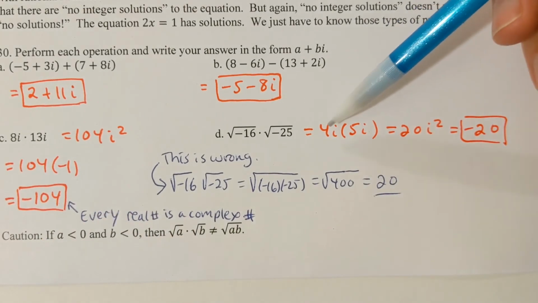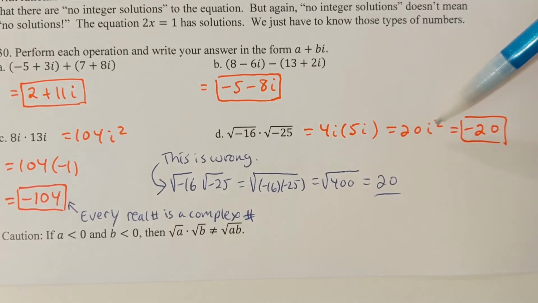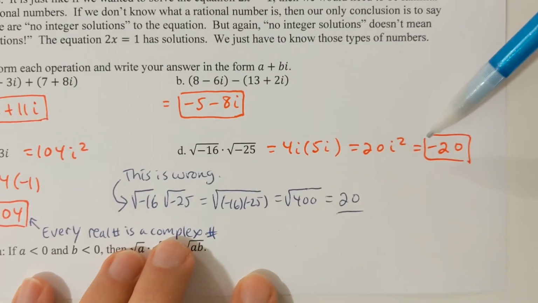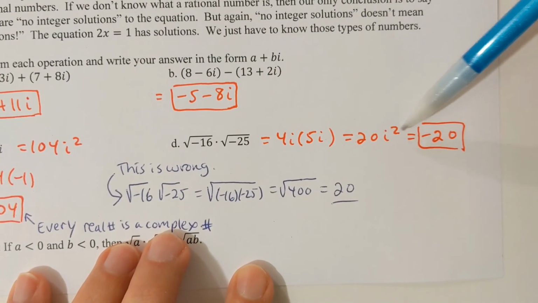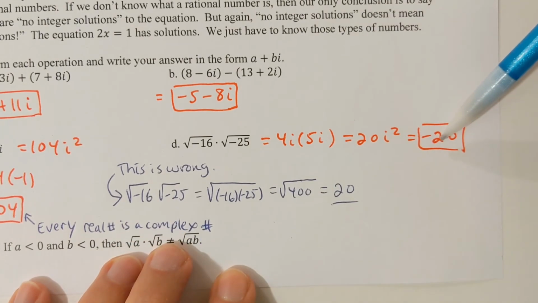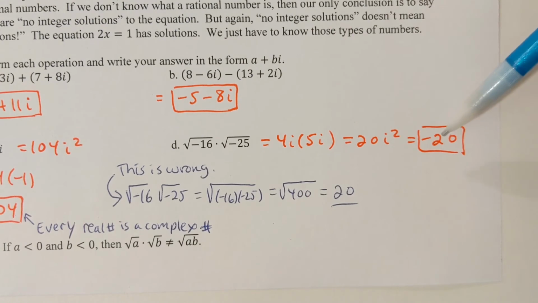So now if I take 4i times 5i, well 4 times 5 is 20, i times i is i squared. i squared, again, is defined to be negative 1, so really I'm just taking 20 times negative 1, which is negative 20. Okay, negative 20 is in the form a plus b times i, right? a is negative 20 and b is 0. So I can go ahead and circle that.